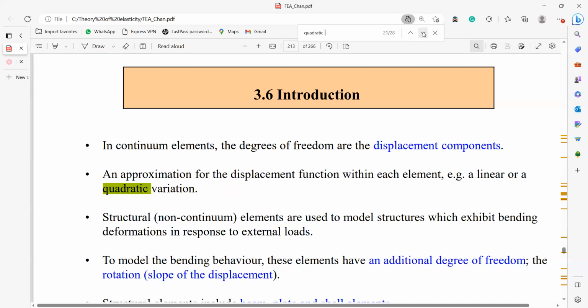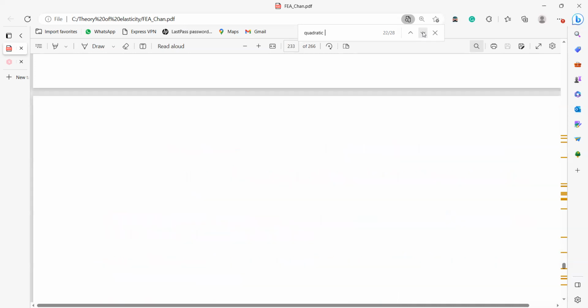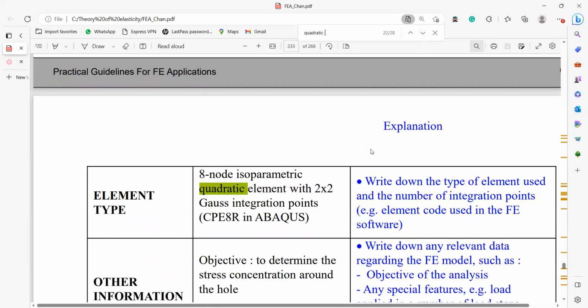Here, what they have used is an 8-noded isoparametric element. Iso is same. So what is same here? Isoparametric quadratic element with 2 cross 2 Gauss integration points. So what is the difference between interpolation and integration? What does integration mean? And what does interpolation mean?